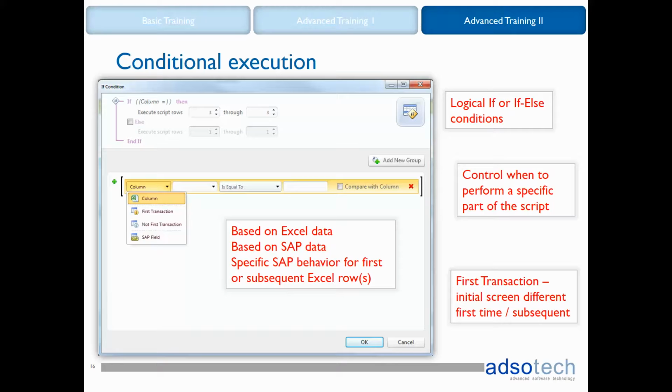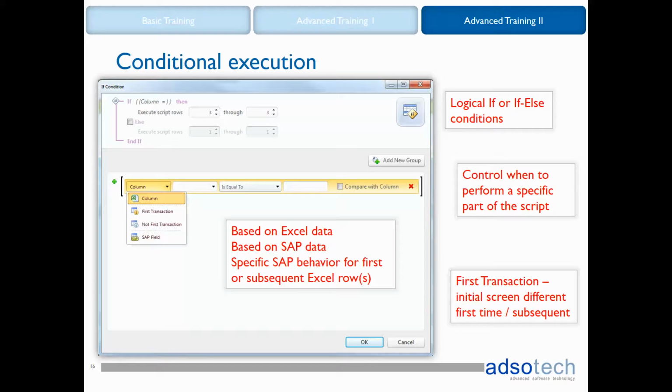Whichever type of if condition you use, first select the appropriate part of the script that you want to conditionalize, and then click Create If Condition to define the condition sentence. You can find the button in the Map menu. The condition can be a simple if or if-else sentence. Base your condition on Excel or SAP data by selecting column or SAP field respectively.